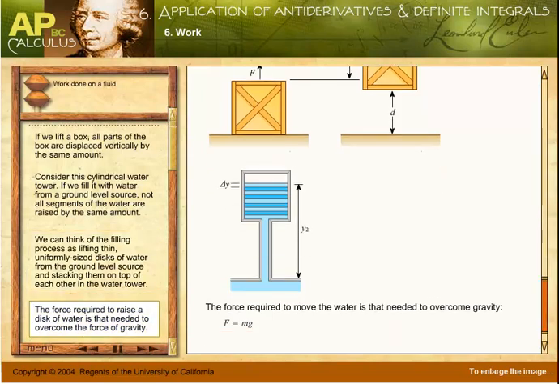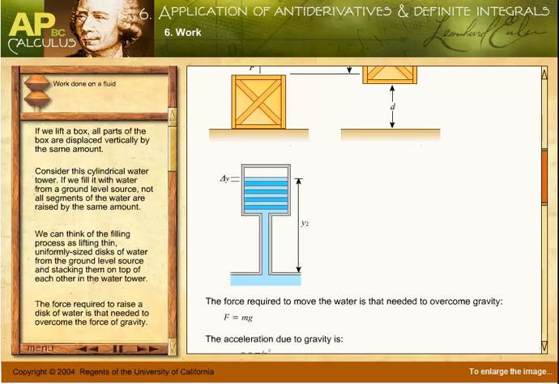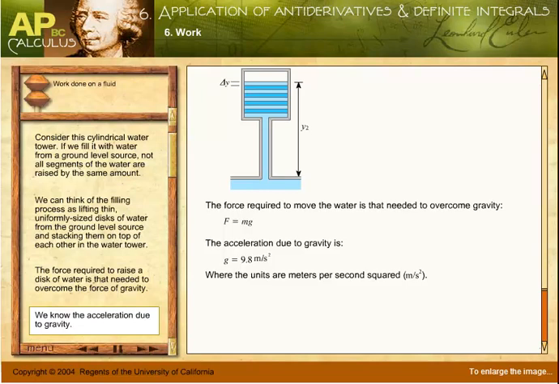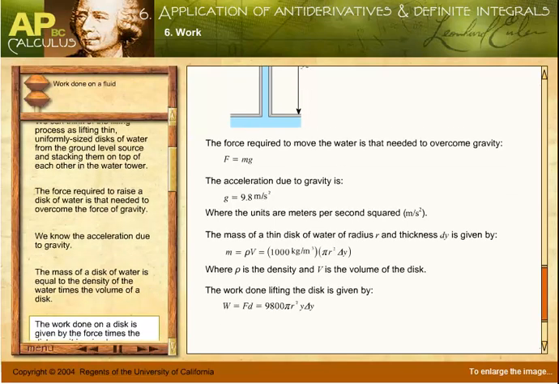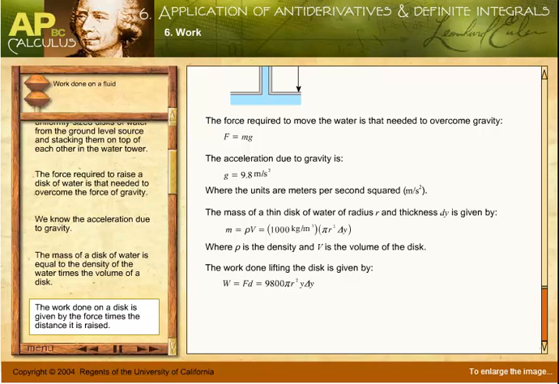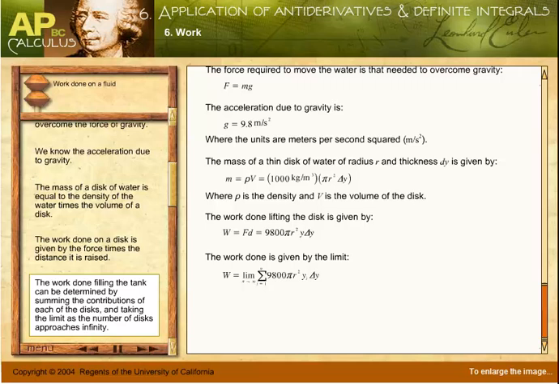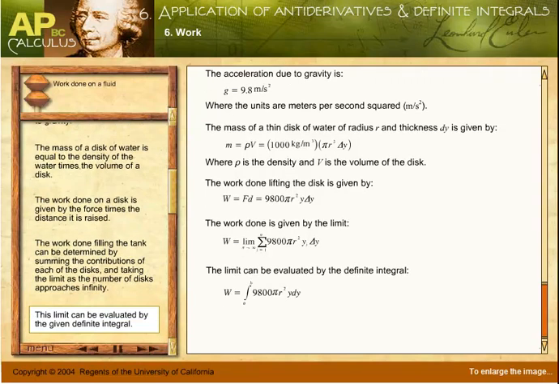The force required to raise a disc of water is that needed to overcome the force of gravity. We know the acceleration due to gravity. The mass of a disc of water is equal to the density of the water times the volume of a disc. The work done on a disc is given by the force times the distance it is raised. The work done filling the tank can be determined by summing the contributions of each of the discs and taking the limit as the number of discs approaches infinity. This limit can be evaluated by the given definite integral.